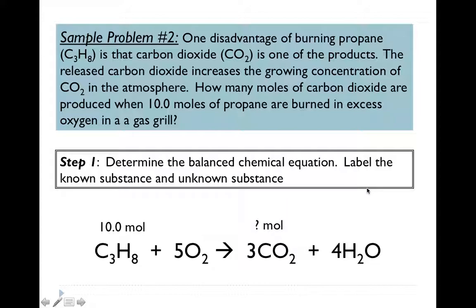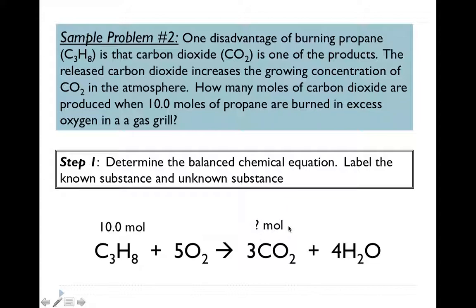You must always start with a balanced equation. Sometimes it'll be given to you, and then you can just skip that step. One other thing that helps, I find, is when you label what you're given in the problem, either on top of the equation or on the bottom. So when it says you have 10 moles of propane, you write 10 moles, so you can keep track. And then it says how many moles of carbon dioxide, question mark, moles.